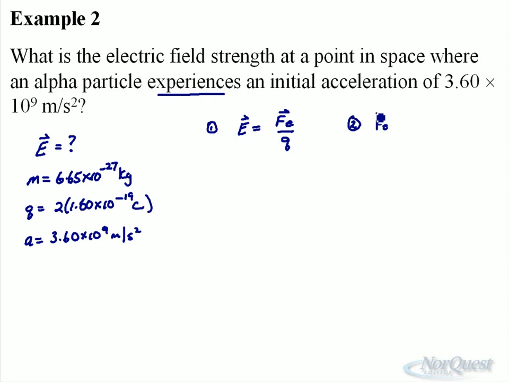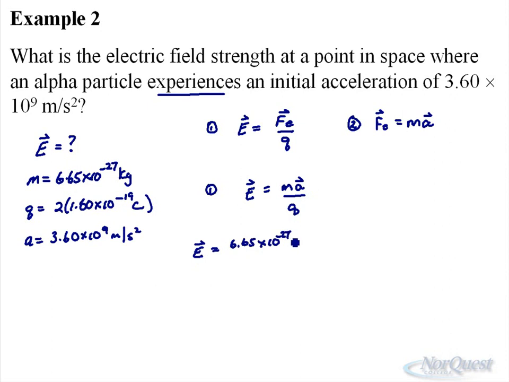Now the trick in this question is if it experiences an acceleration, that electric force can be written as ma. Newton's second law tells us that net forces cause an acceleration. So the electric force in this case can be written as ma. If I put these two formulas together, my electric field can be written as mass times acceleration of the alpha particle divided by charge.